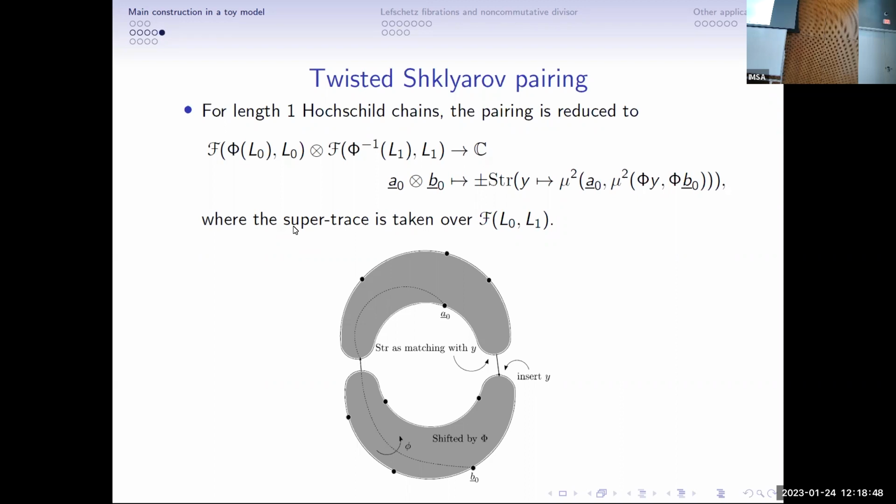And to get the super trace, we want the matching condition. Then we just sum these things up. That will give us this super trace, or twisted Shklyarov pairing. Okay. So that's a pictorial description.